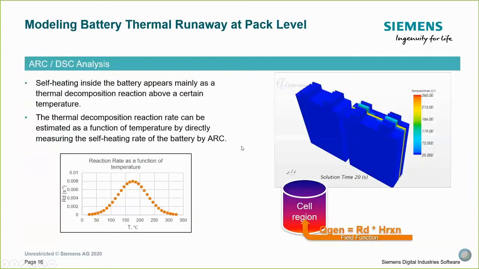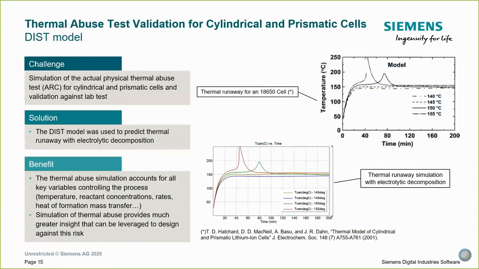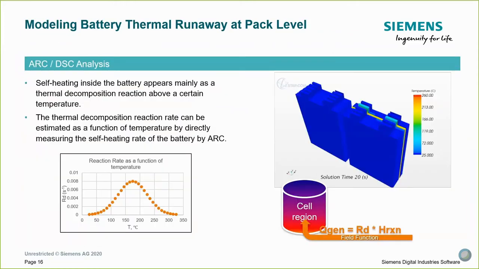As you can see on the graph here, if I had a higher ambient temperature, the cell undergoes thermal runaway, whereas here you can see that for lower ambient temperatures, there would not be any thermal runaway. So this is experiment versus simulation. You're able to account for all the reactant concentrations, rates, and heats of formation of mass transfer. So this is the ARC-based test.